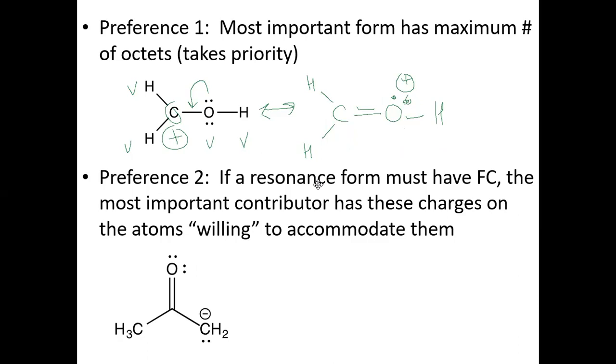Preference 2, if a resonance form must have a formal charge, the most important contributor has these charges on the atoms willing to accommodate them. So when we say willing, we say which atom has a preference, and this is where electronegativity comes in. So the atom that is the most electronegative is going to prefer to have the negative charge. So here, if I look down here, the first thing I want to check is, well, full octet. So if I turn on the writing tool, full octet.